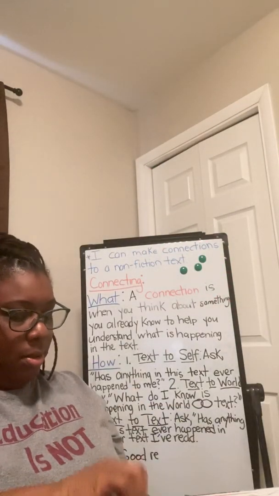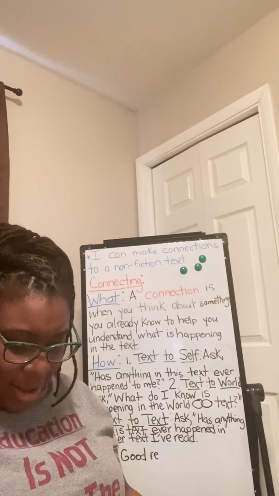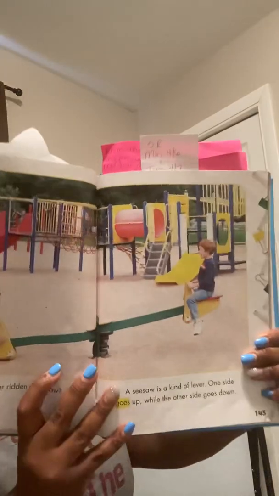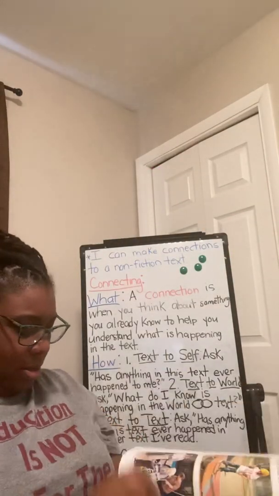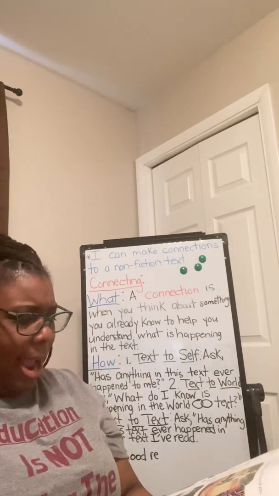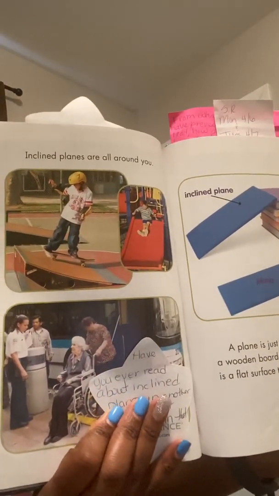What about levers on the playground? Or what your parents use? Have you ever ridden a seesaw? A seesaw is a kind of lever. One side goes up while the other side goes down. Inclined planes are all around you. These are the type of inclined planes that you see.